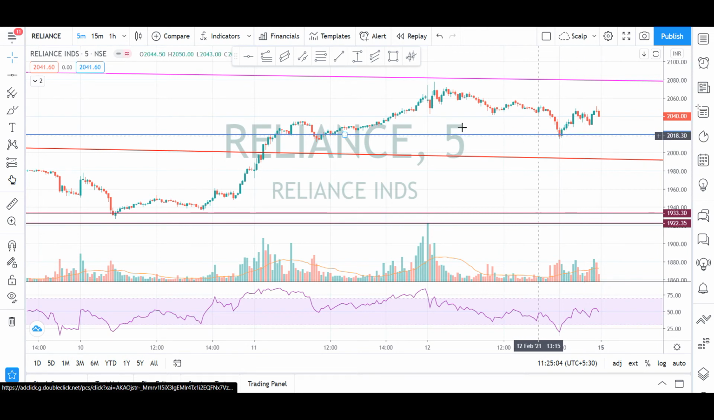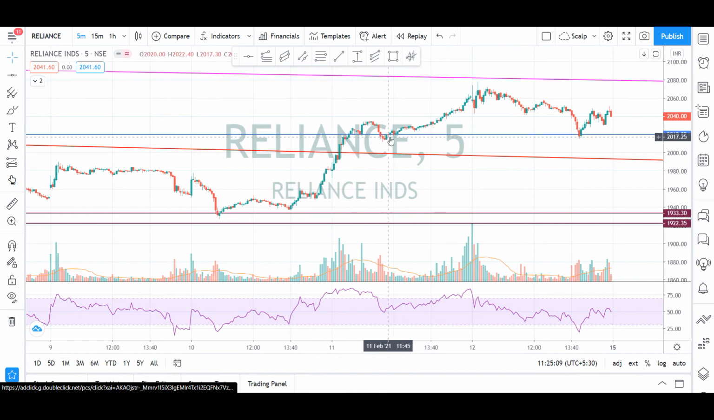However, if I'm sharing a chart with you, what you can do is you can always go through that particular level and see whether these levels are getting broken. Anytime these levels are getting broken, on the upside or downside.